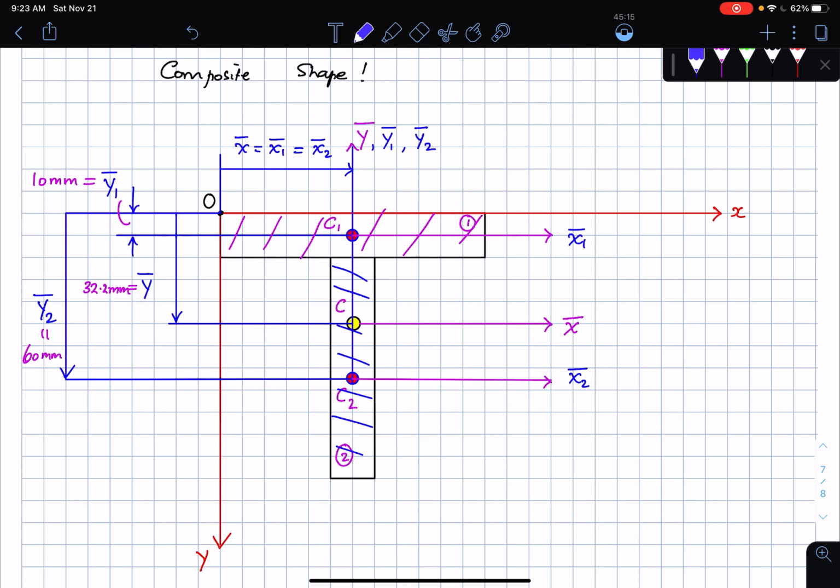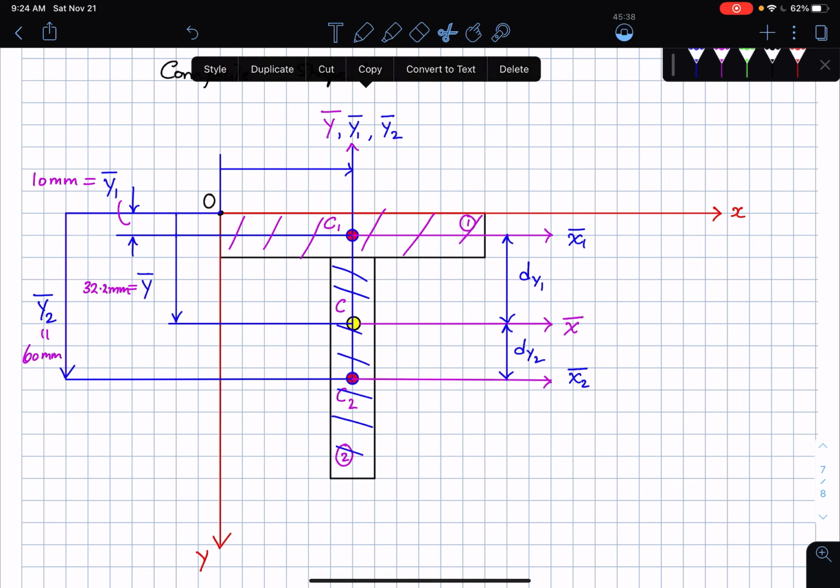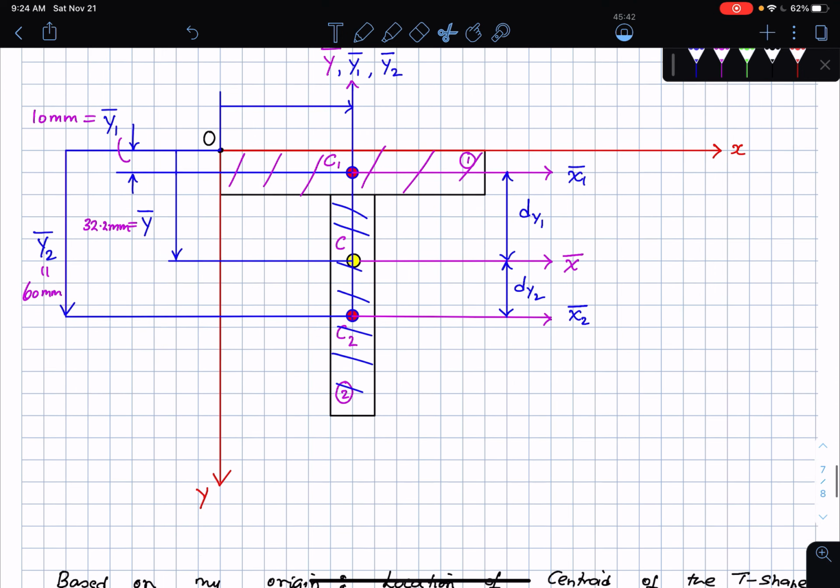So I'm going to mark this distance here, these two distances from the main centroidal axis. This distance I'm going to call dy1, dy2. So I hope this makes sense to everybody. Okay, so first of all, I had marked these things. I don't need these anymore. I can get rid of them. I see that the y bar, y1 bar, and y2 bar are all coincident. Y bar is the centroid of the main composite shape, y bar and x bar.